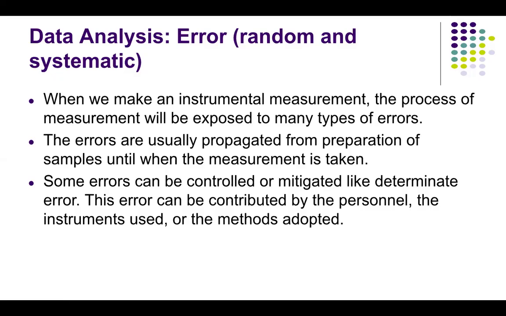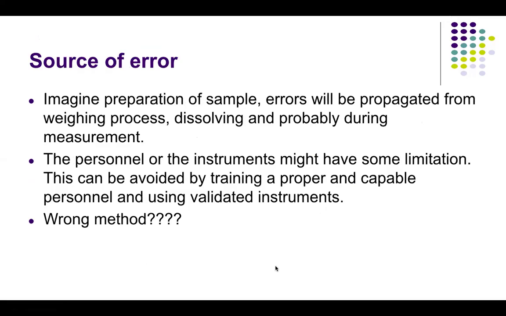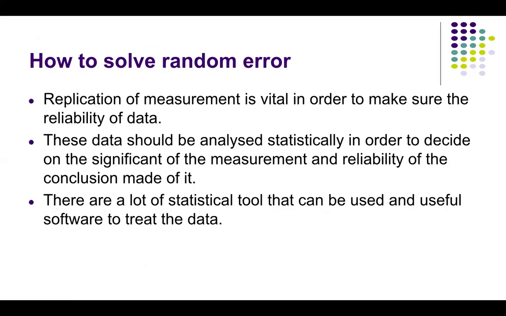But the biggest issue is when we have random errors. So you see here, some errors can be controlled or mitigated, as I mentioned just now, by the personnel, operator, by the instrument, and by the methods. But what is the one that cannot be eliminated? So this one is still an example of the systematic. Random error usually comes together with the instrument, for example.